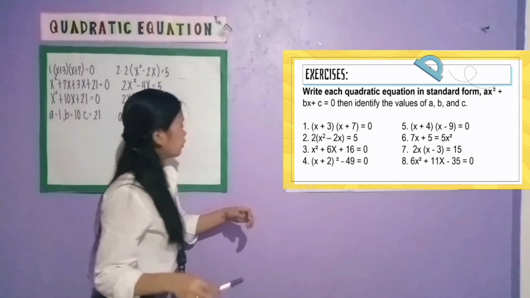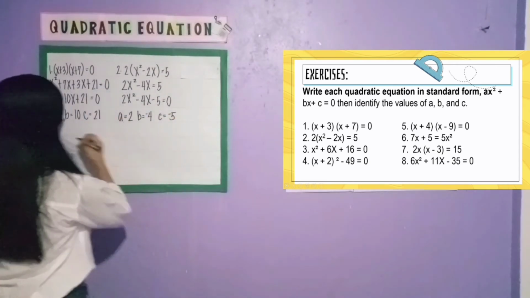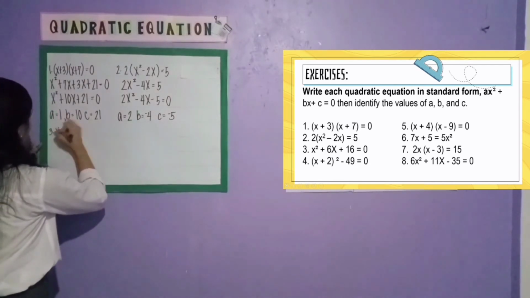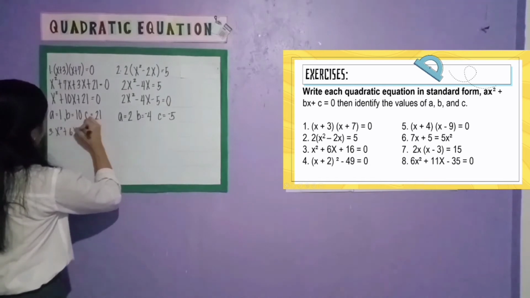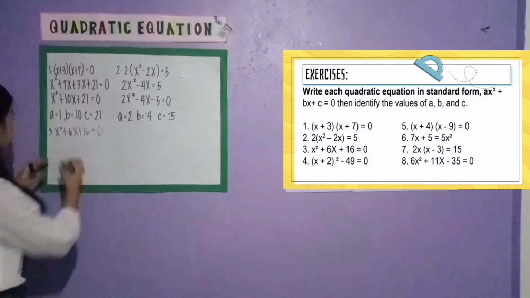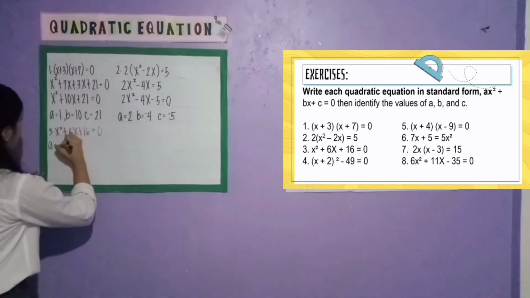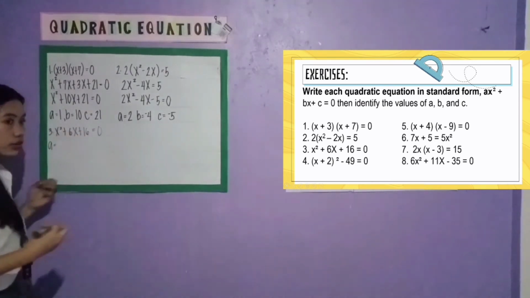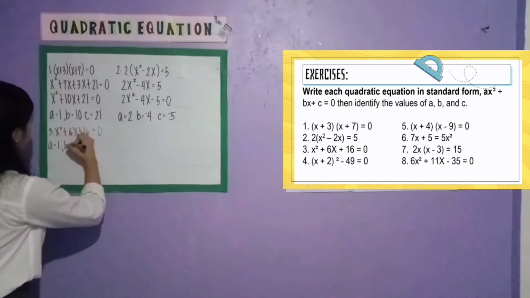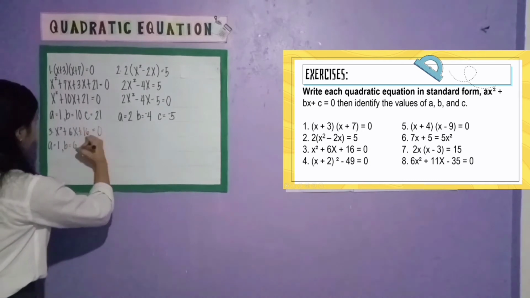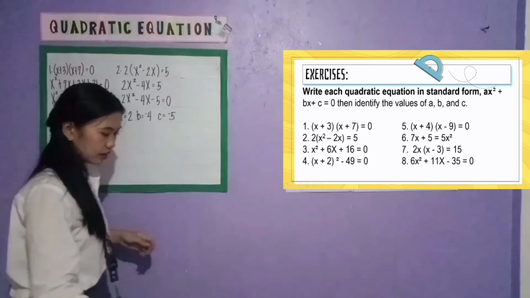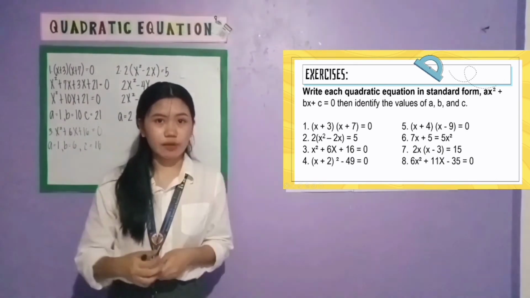So our third question is easy, right? It is already written in the standard form. So x squared plus 6x plus 16 is equal to 0. All you need to do is to write the value of A, B, and C. So the value of B is 6 and the value of C is 16. That's it. That's the question number 3.